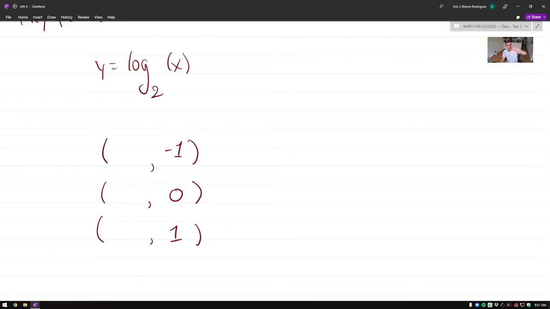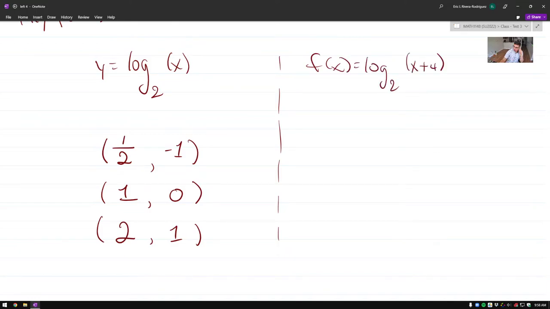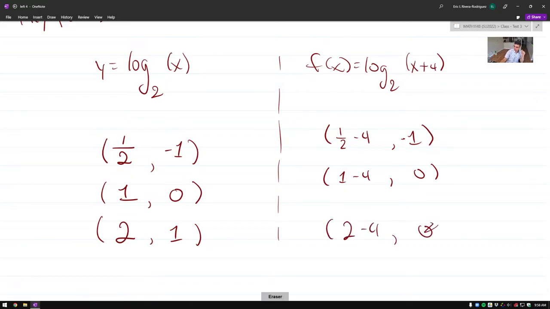Okay? If we translate that into the inverse, all the x coordinates now become the y coordinates. When the y coordinate is negative 1, we get 1 over 2, 1 over the base. We got 1 here, and here we have 2. But we are working with f of x equal log base 2 of x plus 4. And that plus 4 means that we are going to subtract 4 from all the x coordinates. So 1 half minus 4, negative 1. 1 minus 4, 0. And 2 minus 4, 1. And those are the key points.